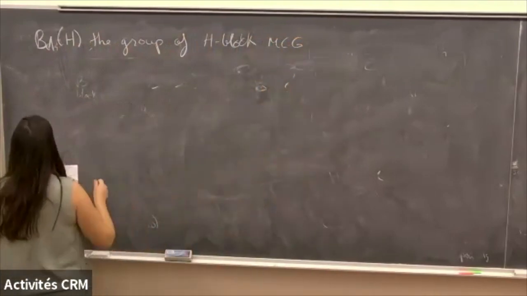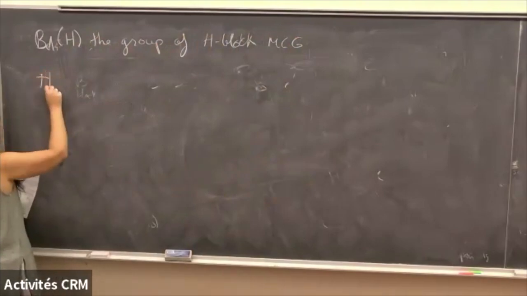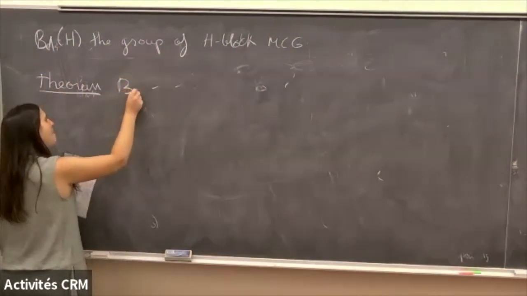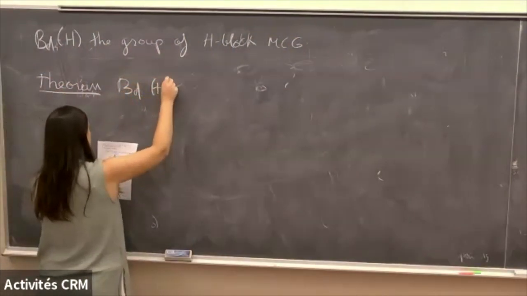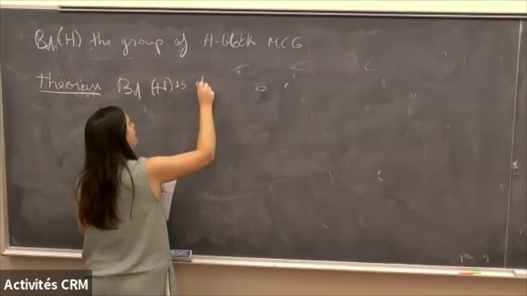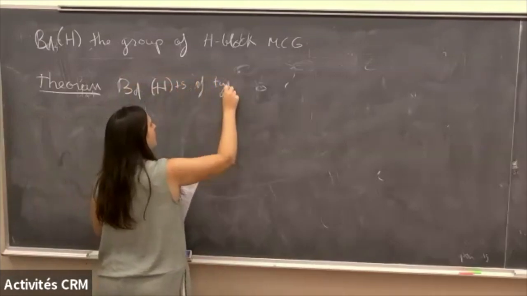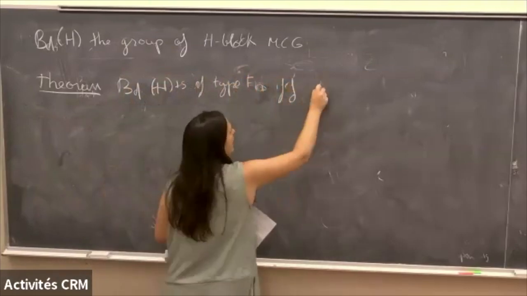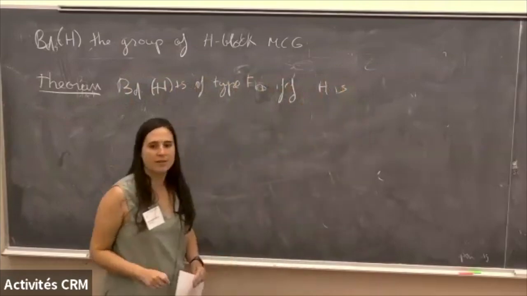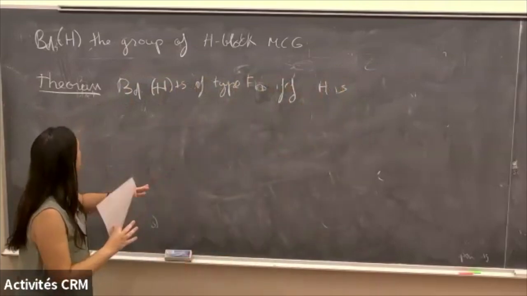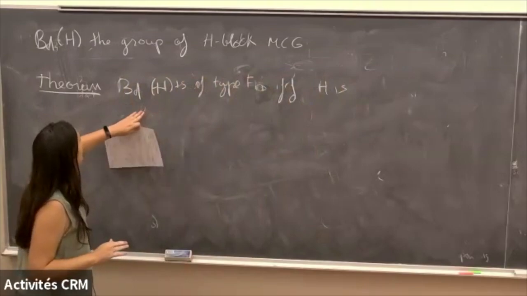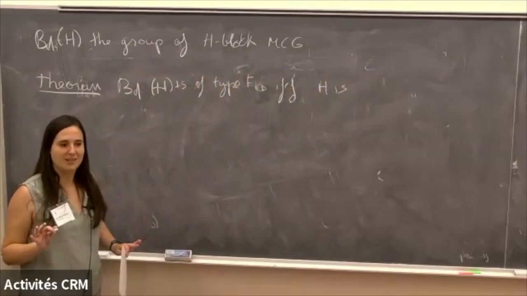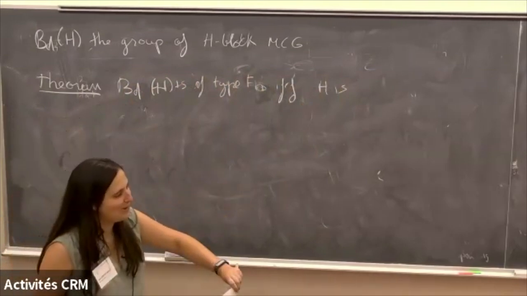Okay, so now the main theorem is: B_D(H) is of type F_n if and only if H is. So that's the theorem. That you can choose H to have the finite properties you want. That's the thing. And now I can prove the corollary.